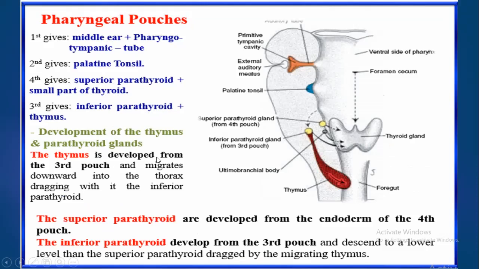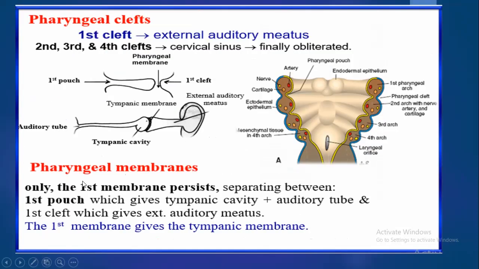The thymus is developed from the third pouch and migrates downward into the thorax, dragging with it the inferior parathyroid. The superior parathyroid are developed from the endoderm of the fourth pouch. The inferior parathyroid gland develops from the third pouch and descends to a lower level than the superior parathyroid, dragged by the migrating thymus gland. Pharyngeal cleft: the first pharyngeal cleft gives the external auditory meatus.